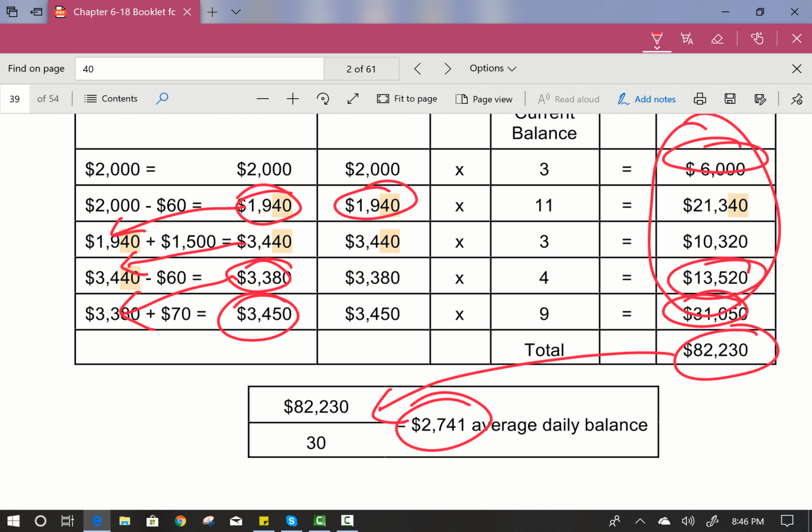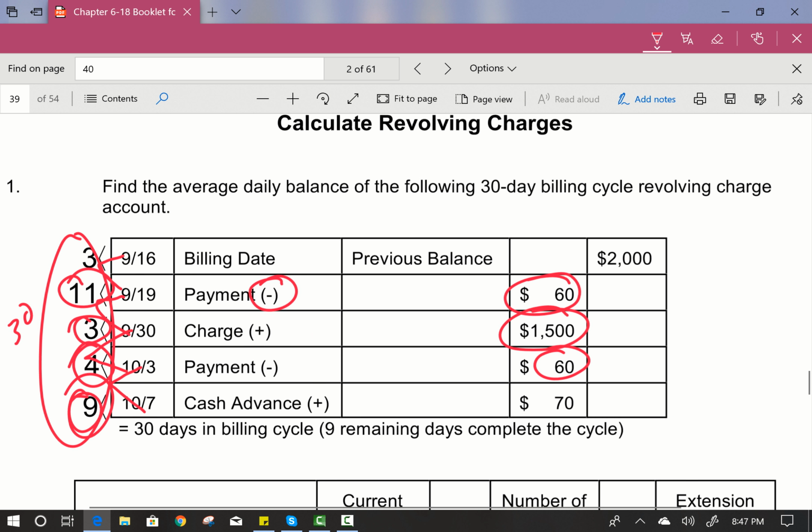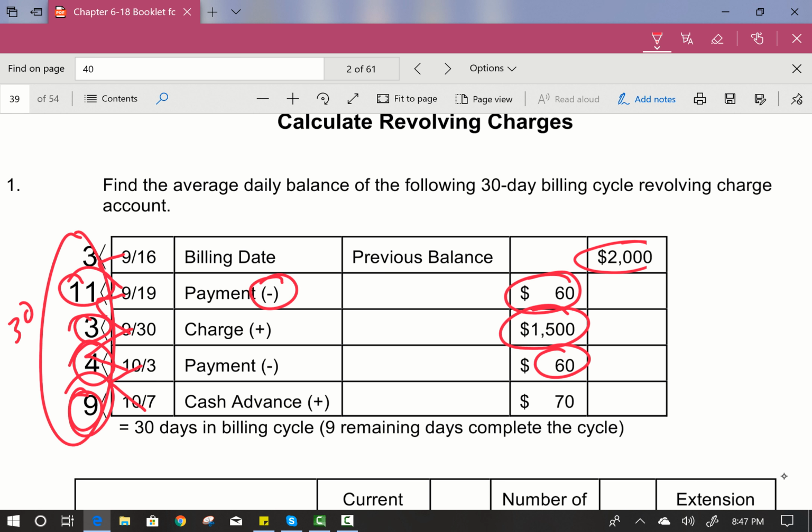So if you have an interest rate of 1.5%, you'll take $2,741 times 0.015, after you move the decimal point 2 places to the left. You'll add your finance charge to $3,450, and then you'll start over at the beginning of the next month with a new balance, whatever that new balance happens to be. And then all your payments and your charges, cash advances and whatnot, go through that particular process again. So this illustrates the way that a revolving charge account actually works.